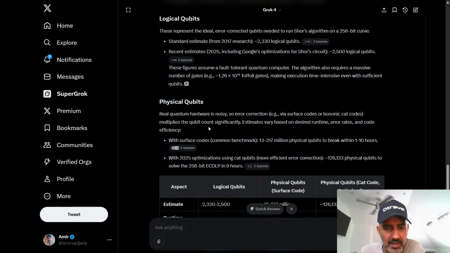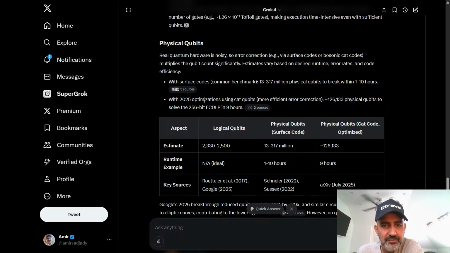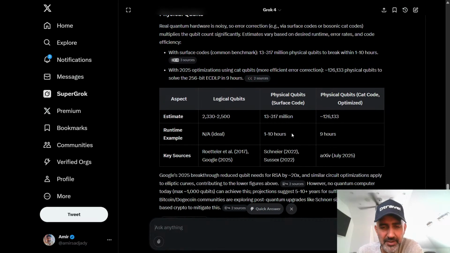Real quantum hardware is noisy, so error correction multiplies the qubit count significantly. Estimates vary based on desired runtime, error rates and code efficiency. So with 13 million plus to break it within 1 to 10 hours, with the 2025 optimizations using cat qubits, thereabouts 126,000 physical qubits in 9 hours. So here it is. Here's the answer.